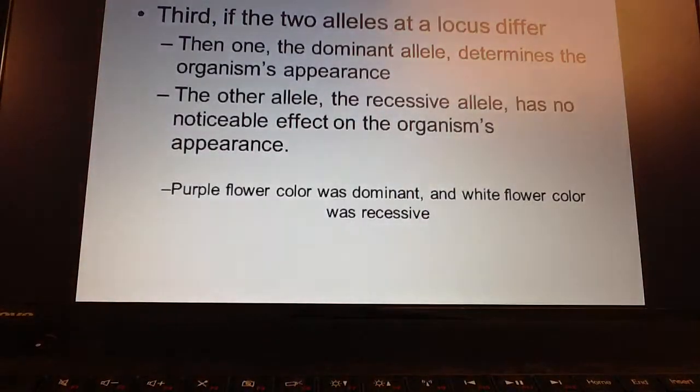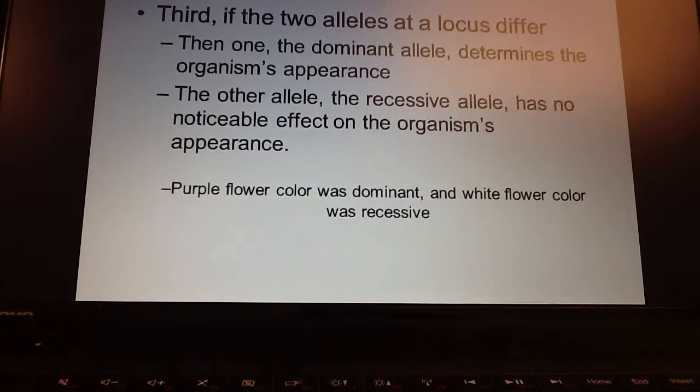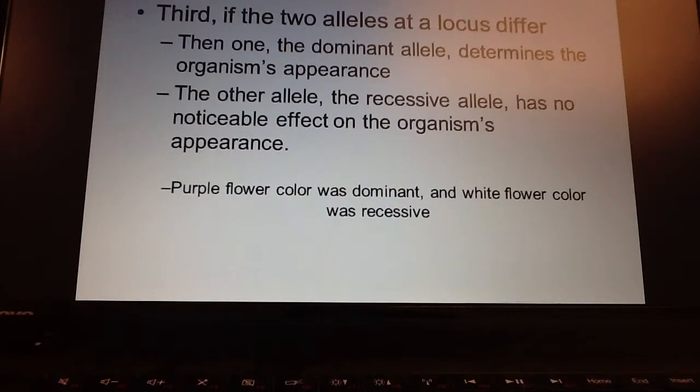Now, the number 3 thing that happened as a result of Mendel's experiments is that if you have 2 alleles, then 1 allele will be dominant, and that's the one that's going to show up or determine what you look like, while the other allele will be recessive, and that means that you're not going to see it. Now, you still have it, but you just don't see it. So in our F1 generation, our purple flower color was dominant. So every flower had a purple and a white allele, yet the only one that shows up is the dominant purple. So our white is recessive.